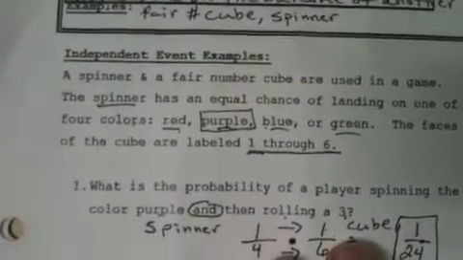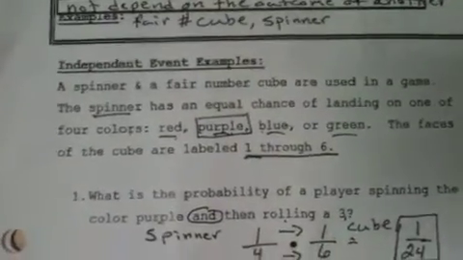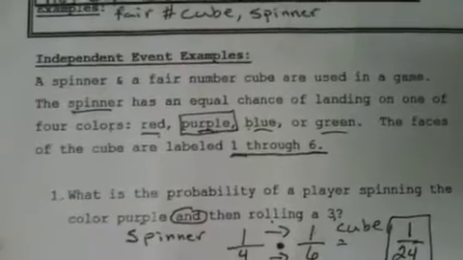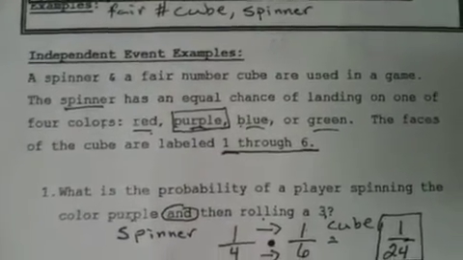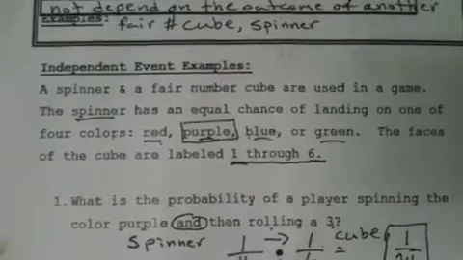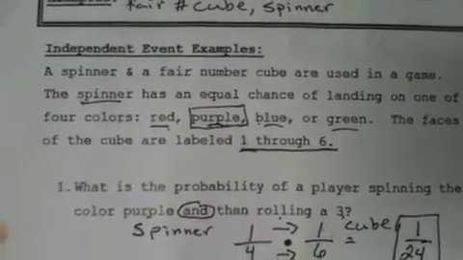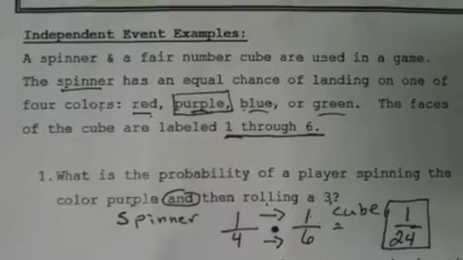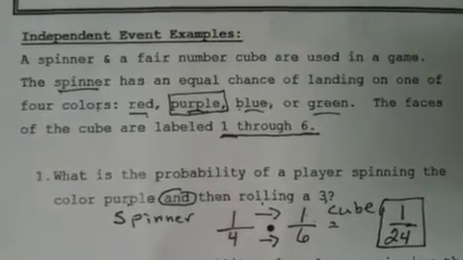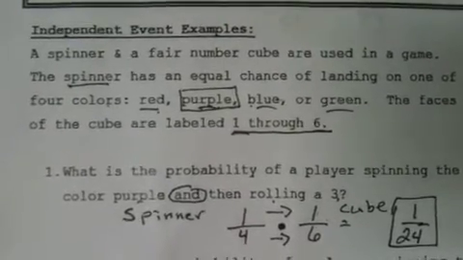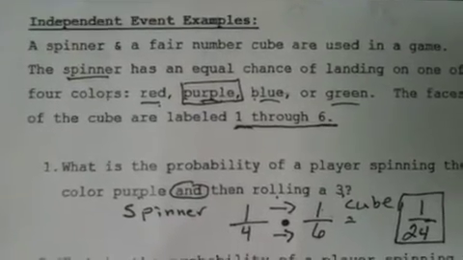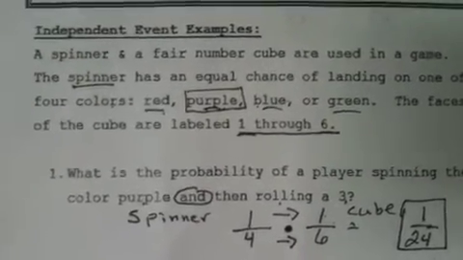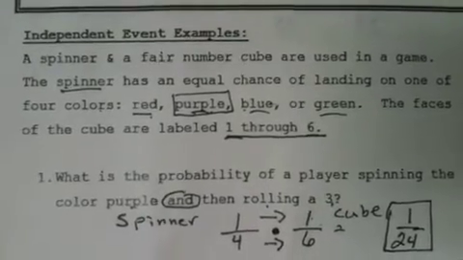Now take a look at our first example. It says a spinner and a fair number cube are used in a game. The spinner has an equal chance of landing on one of 4 colors: red, purple, blue, or green. The faces of the cube are labeled 1 through 6. The first question says, what is the probability of a player spinning the color purple and then rolling a 3? These are independent events because they're separate from one another. Spinning that spinner and then rolling that cube, they do not affect one another.